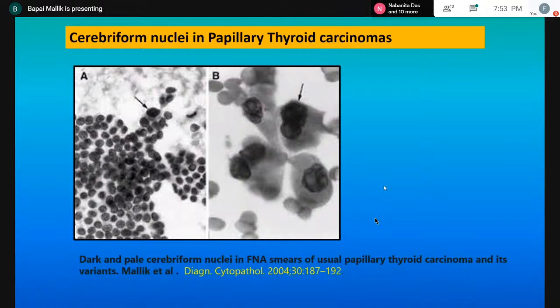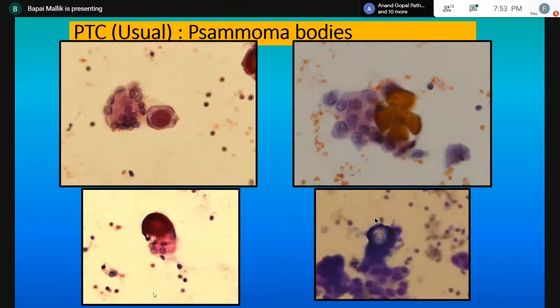Now, another thing that we may find in papillary thyroid carcinomas are cerebriform nuclei because of the nuclear membrane irregularities. Some of them can be very dark, mummified cerebriform cells. And actually, our team was the first back in 2004 to describe and analyze the presence of dark and pale cerebriform nuclei in a series of cases. This was the first time it was published in literature, the presence of dark and pale cerebriform nuclei in FNA smears of usual papillary thyroid carcinomas and its variants. It was published in Diagnostic Cytopathology. So I managed to get one of the pictures to show you over here.